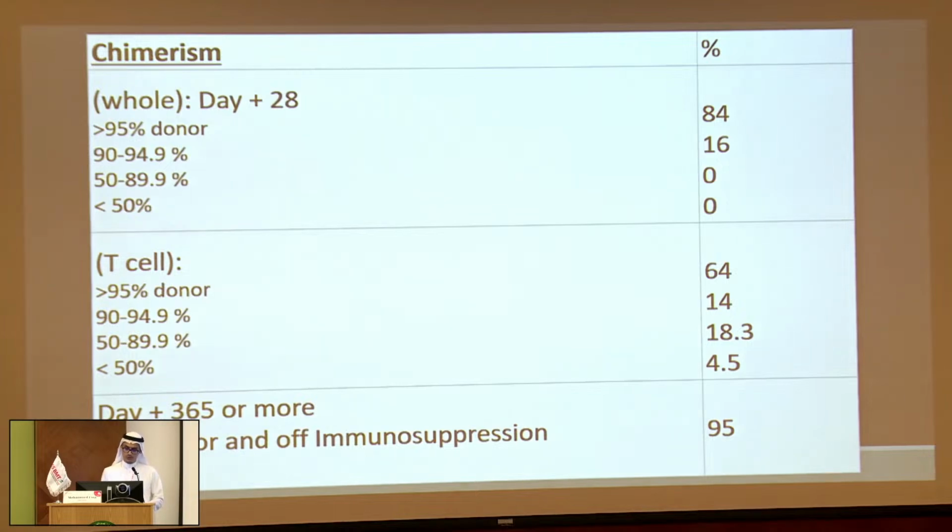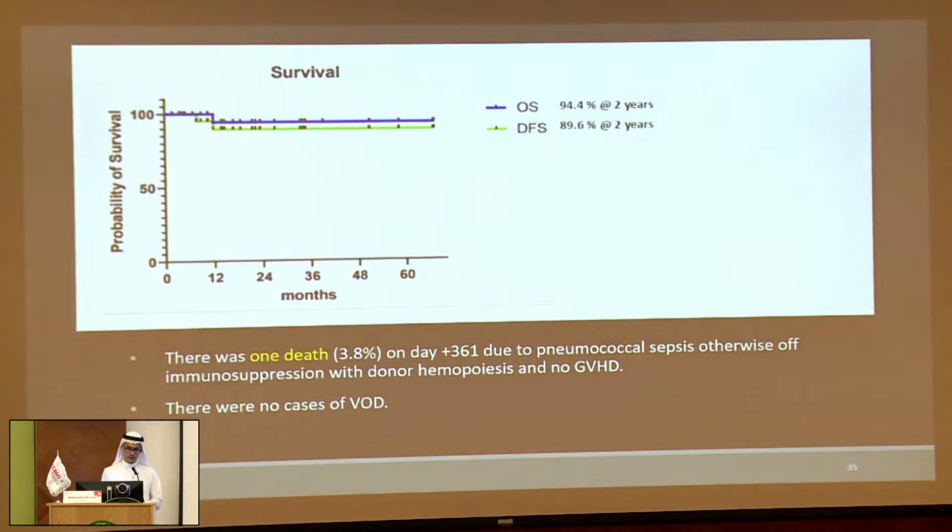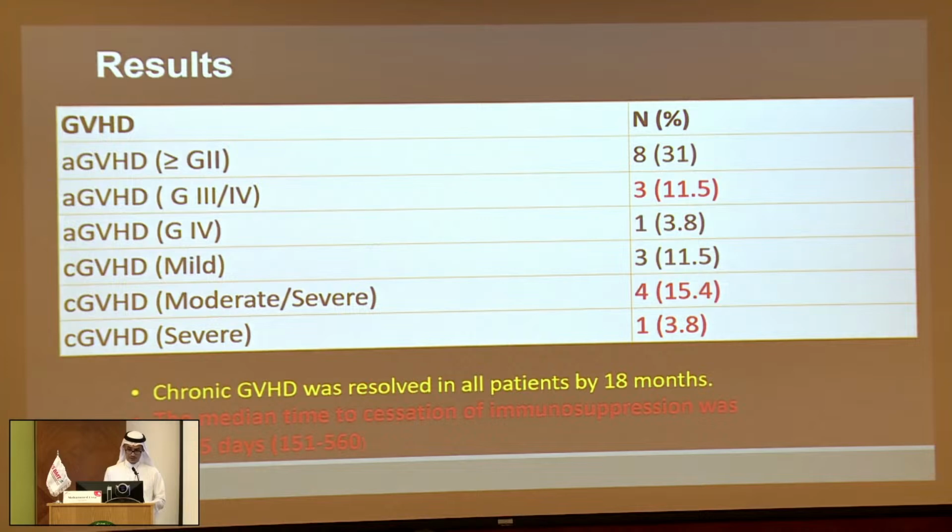So there was good full donor chimerism in the majority of patients, and this is what we got: overall survival of 94% and disease-free survival around 89%. Now there was one late death because of pneumococcal sepsis, in an otherwise off-immunosuppression patient who was not compliant, and there were no cases of VOD.